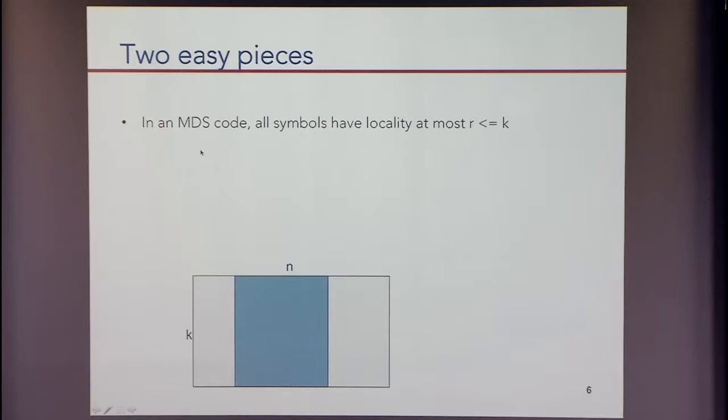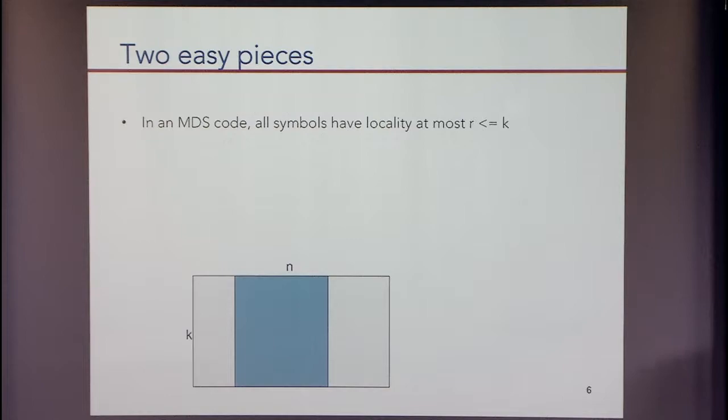In an MDS code, all symbols have locality k. Let me see, I'll do it one time here. What time? I started 5 late, 10 late? Yeah, so you started at about 10 past, so we can end about 12. Okay, you have equipment to stop me, although you are hitting lunchtime. Yeah, I understand.